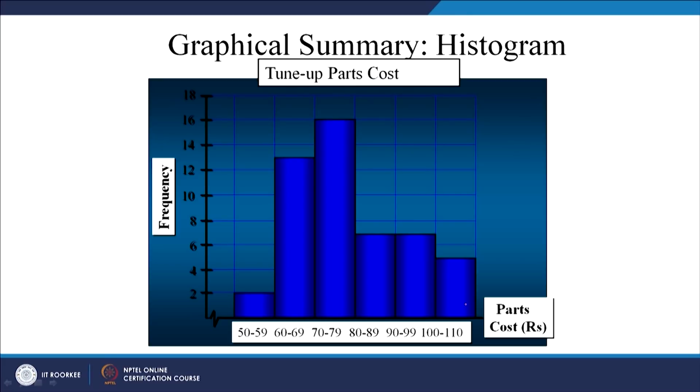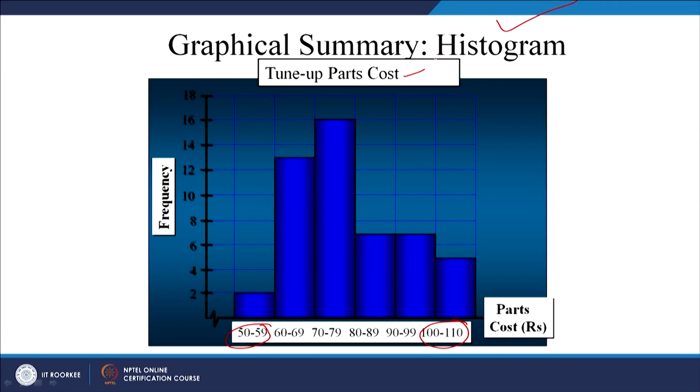Now, you can have a histogram of the same example. So, this is your histogram, these are your classes and these are frequencies. Just by looking at this particular histogram, one can get an idea of what the tune-up cost would be. In which range does this cost vary? Here the maximum is 16, so the cost should be somewhere between 70 to 79.